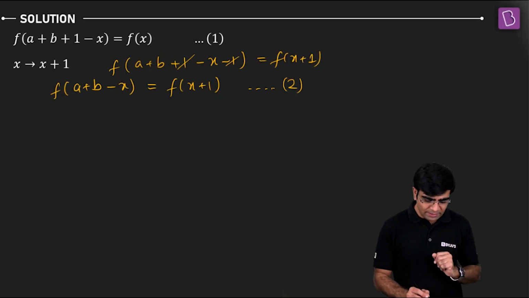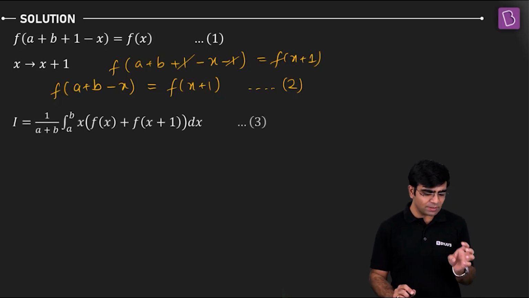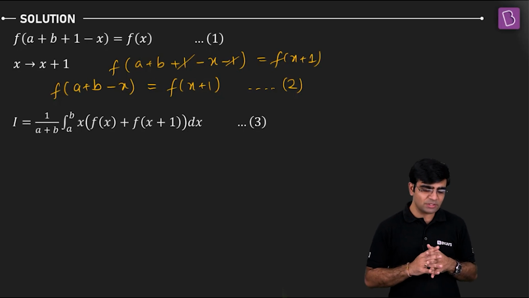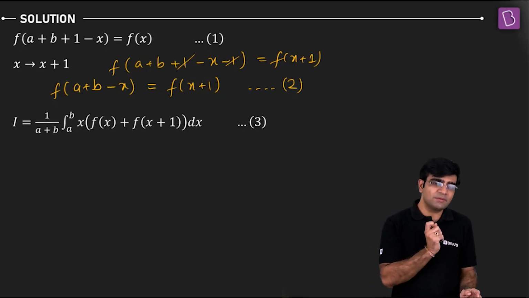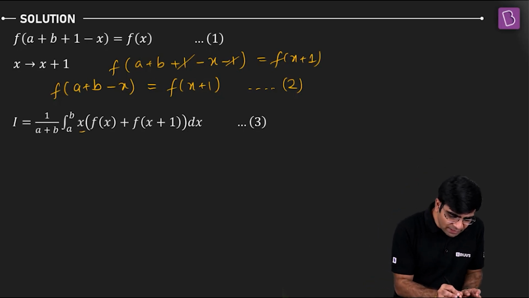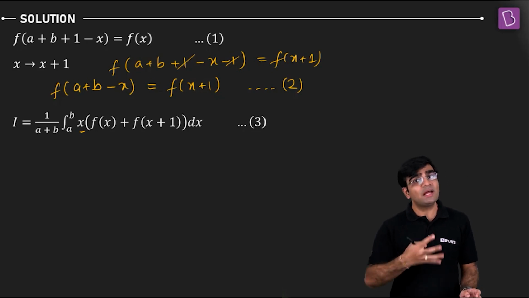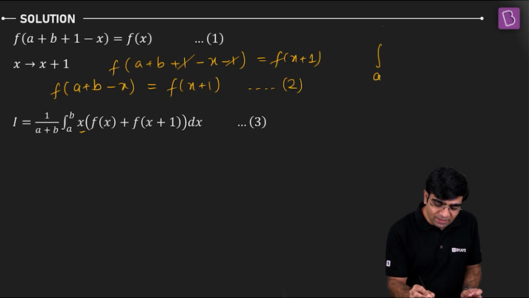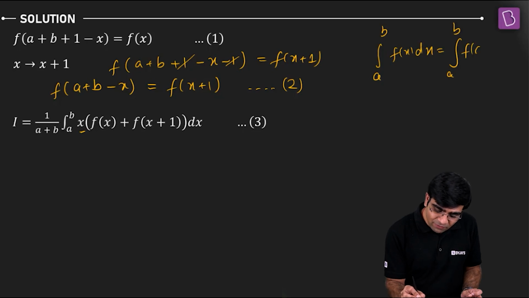Perfect. Now, what was my integral expression? My integral expression was 1 upon a plus b, integral a to b, x f of x plus f of x plus 1. Now, when you have been practicing these questions, many questions you would have seen that this x would have been outside. Then how do we move ahead? We use once again the same property. That is, if I have integral a to b f of x dx, that is always equal to integral a to b f of a plus b minus x dx.